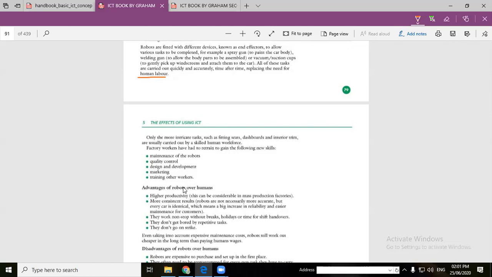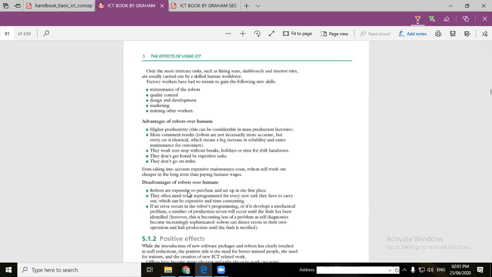Remember, even if these robots are replacing human beings in this work, they still have some advantages. These advantages are, we can see, higher productivity. Yes, this can be seen in mass production factories like the Toyota factory in Japan. So we have more consistent results. Remember, if you instruct a robot to do this, it will do the same task in the first car and in the second car without changing.